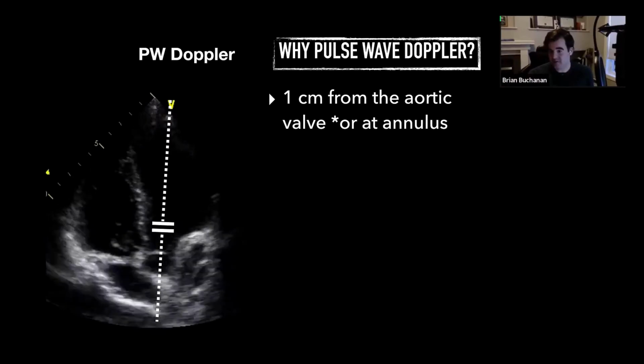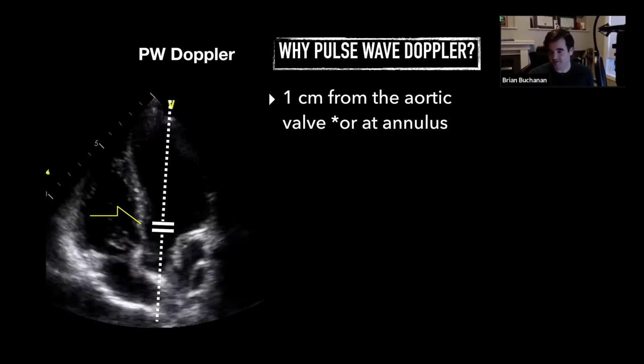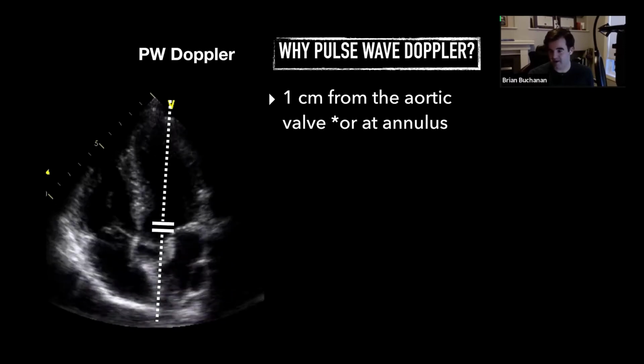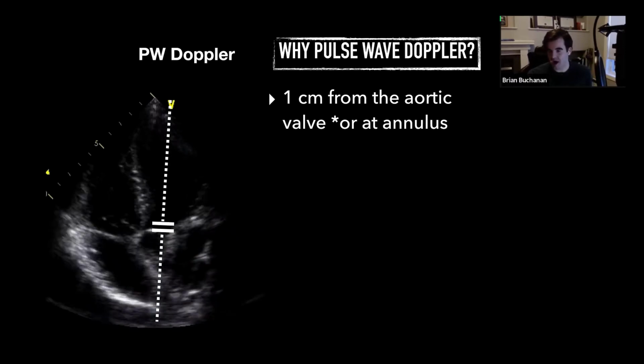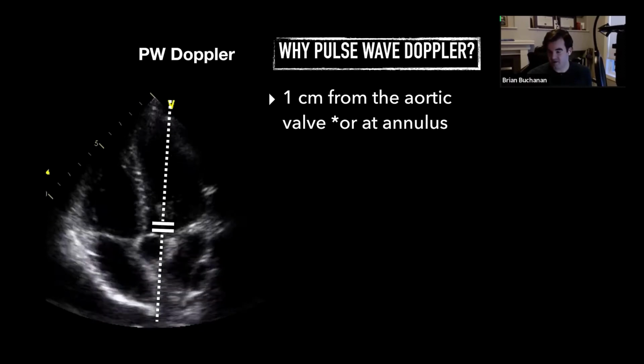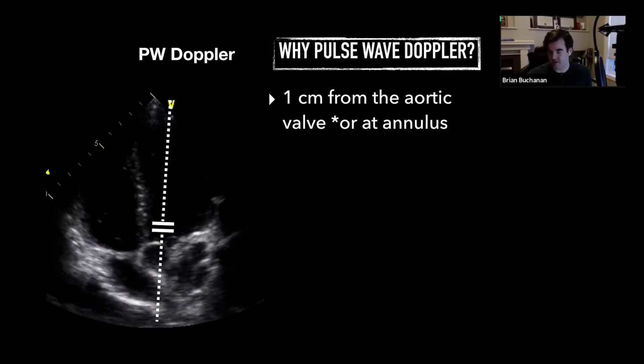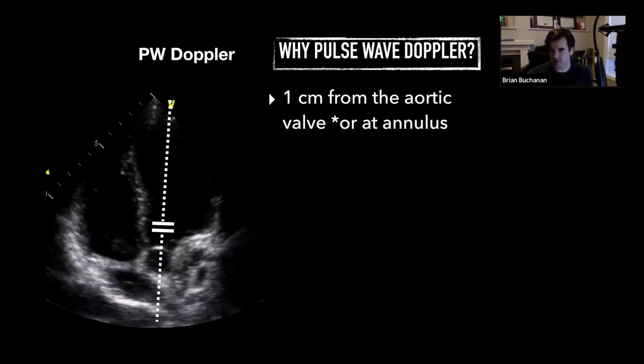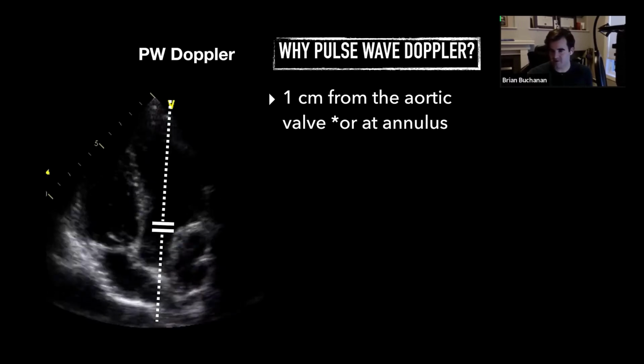One of the questions that comes up a lot is where to place the sample volume box on the pulse wave Doppler. I commonly place it in the outflow tract 1 centimeter from the valve, proximal to the valve, but this can be placed somewhere else. Jean, do you have a perspective on this?